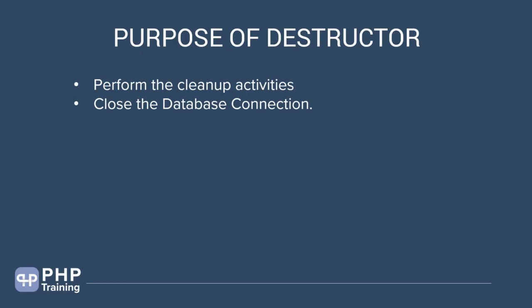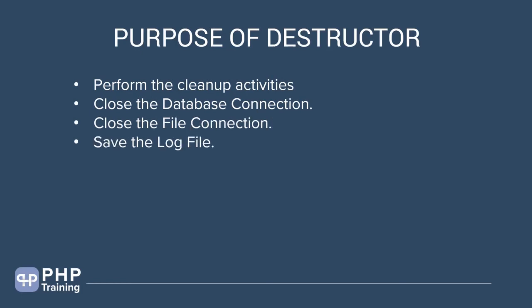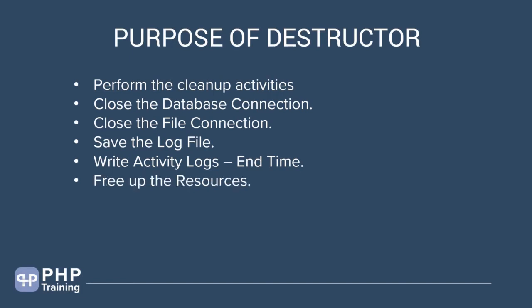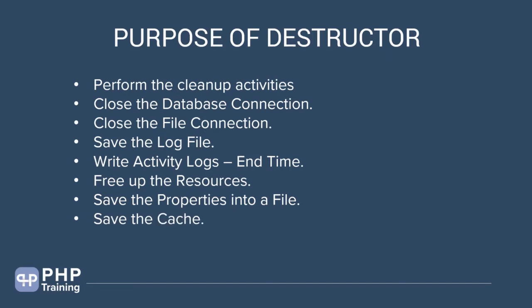You close the database connection, close the file connections, save the log file, write the activity log like an end time. You can free up the resources. You can save the property into the file. You can save the cache. You can serialize the object as well. These are the use cases of what kind of things you should do in the destructor. We haven't learned about caching and serialization, which we'll be looking at in upcoming sections. Those are the things that you can do in the destructor.